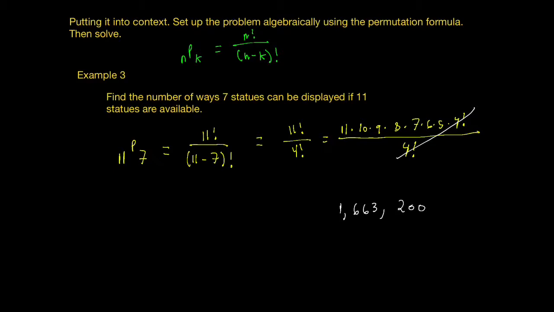So that's how you would set it up algebraically. If it doesn't ask you to set it up algebraically, you could have just used the placeholders. So you would have 7 placeholders, and on the first placeholder you only have 11 choices, on the second one 10, 9, 8, 7, etc. But here we're trying to practice using the permutation formula. So let's go ahead and try one more.